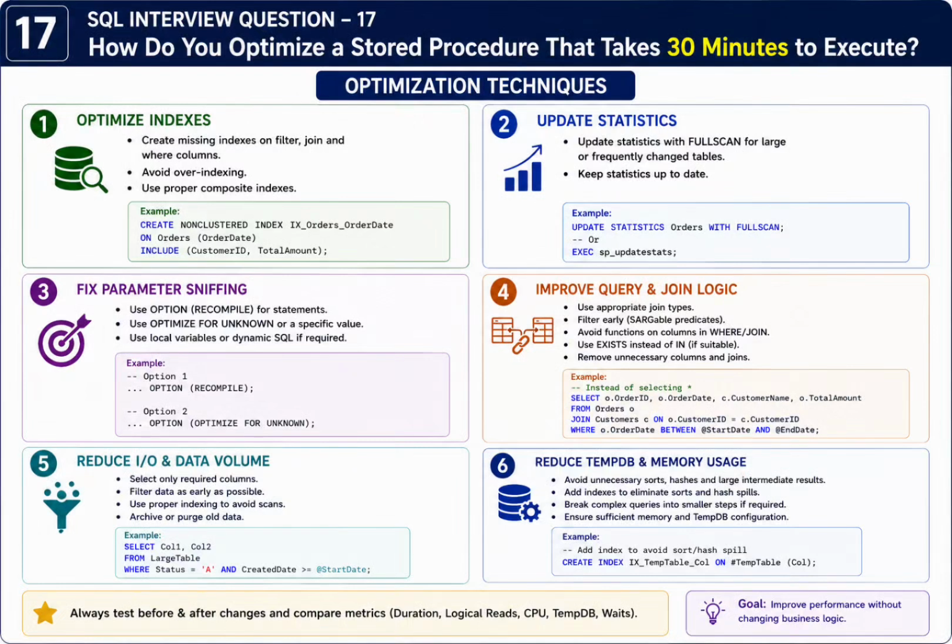Next, I review the query itself. I remove unnecessary joins, avoid SELECT star, and ensure the query is searchable so SQL Server can use indexes efficiently. I also try to reduce unnecessary data processing. Instead of processing millions of rows, I filter the data as early as possible. This reduces input/output and memory consumption. Finally, I monitor tempdb usage. If sorts or hash operations are spilling into tempdb, I investigate memory usage and indexing strategies to reduce those spills.